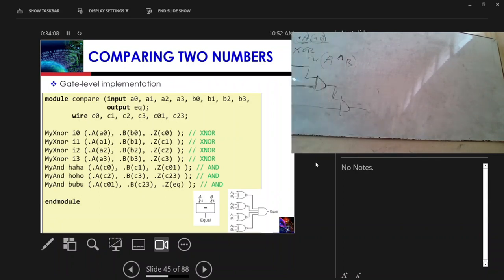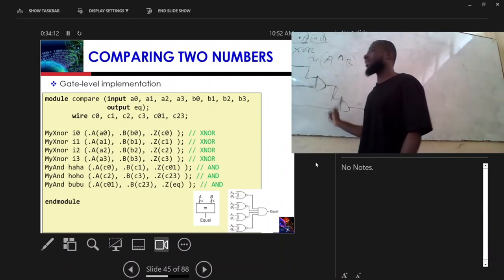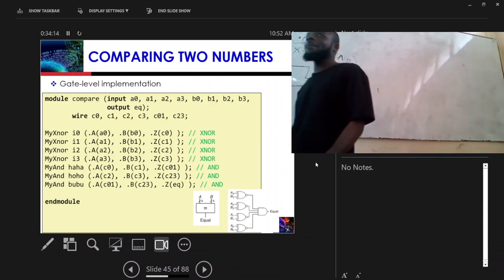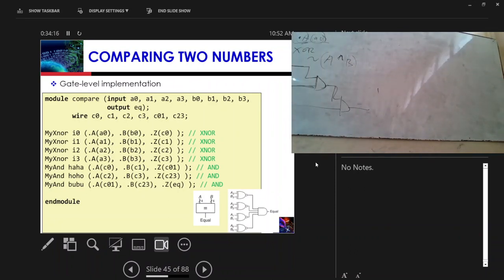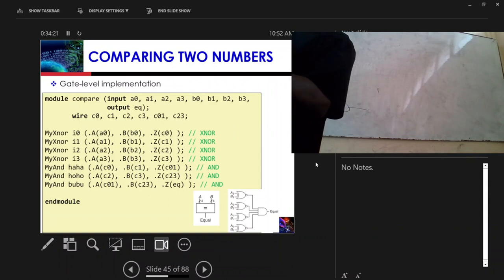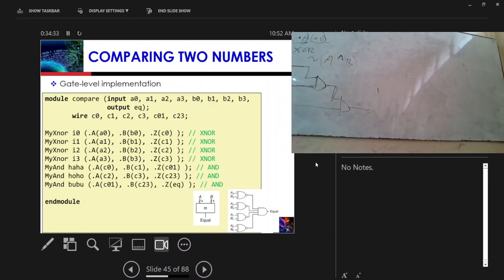And then I have three AND gates. For these three AND gates, one, two, three. Understood? Do you guys understand? If you don't understand, just say it.